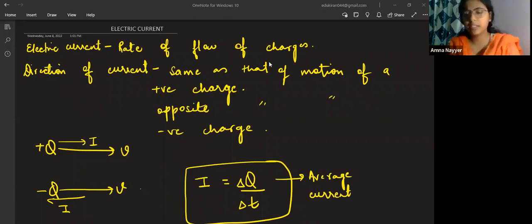With current electricity today, we'll start with the basics of the theory. From this current electricity, the circuits part we'll have a separate class for. It's Sunday, no? So on Tuesday, we'll be having the class for it. All right.